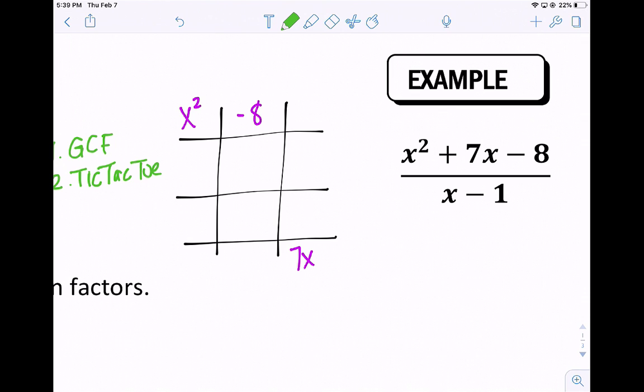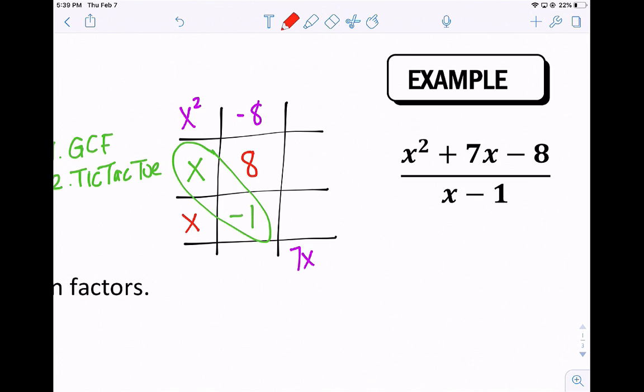I'm going to take the x minus 1 and I'm going to plug that in. Well, they just told me x minus 1 should be a factor. So let's see if I can make that work. Let me go ahead and circle that as well. So if I know that the first one here is x, then I know this also has to be x because x times x is x squared. If I know that this is negative 1, then this has to be positive 8 to get negative 8. So negative 1 times positive 8 would give me negative 8.